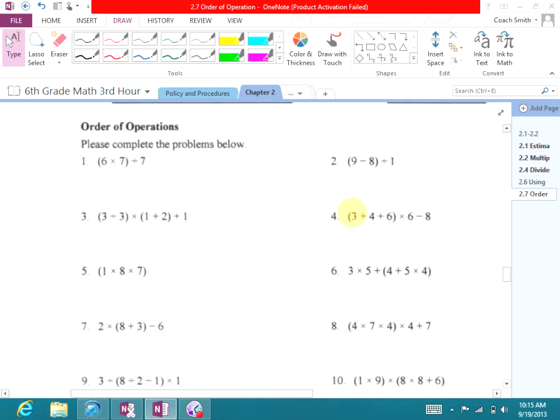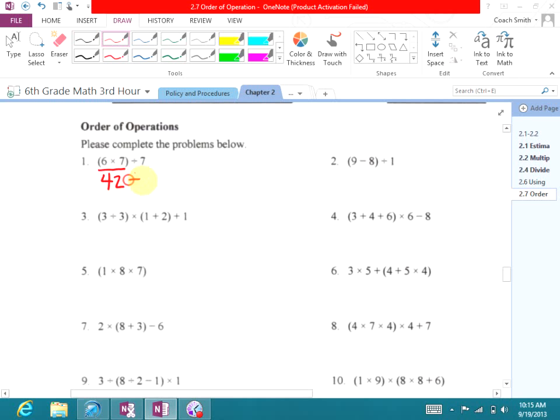Okay, so now we are on number 1 on our order of operations worksheet. Number 1 says, parentheses, 6 times 7, close parentheses, divided by 7. Is that right? Okay. So, what do we do first? Joshua. We do the parentheses, which means we do 6 times 7. And what is 6 times 7, Jesse? 42.